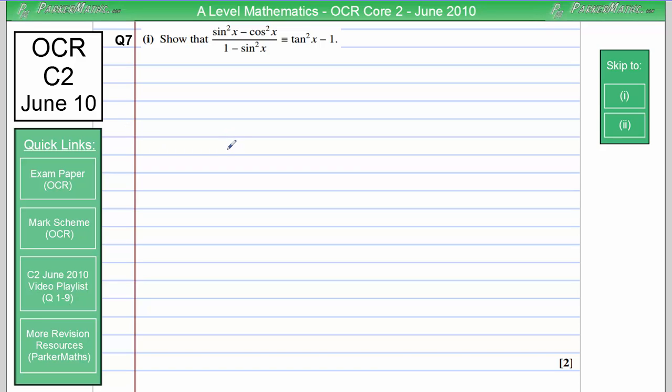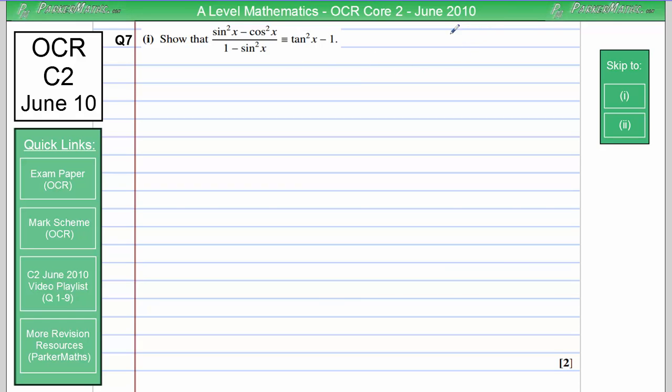Question 7, part 1. Show that sine squared x minus cos squared x all over 1 minus sine squared x is identical to tan squared x minus 1. There are various ways you can go about proving identities like this. The one that I'm going to use is to start with the left hand side and manipulate it until I get the right hand side.